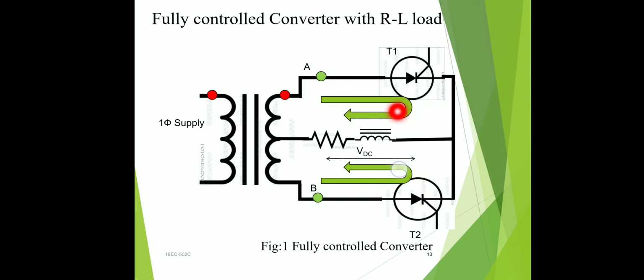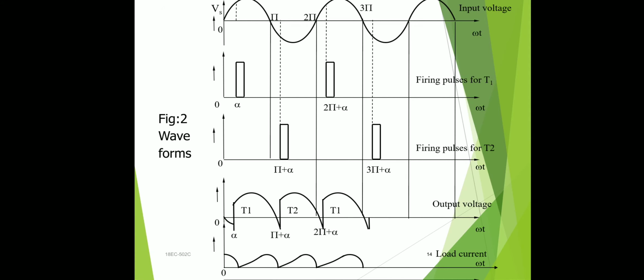This T1 is in the on state only. This is for pi to pi plus alpha radians. Similarly, for 2 pi to 2 pi plus alpha, this T2, though there is a negative value at point B, this thyristor still is in the on state due to the energy stored in the inductor, until this thyristor T1 conducts. You can observe this in the diagrams.